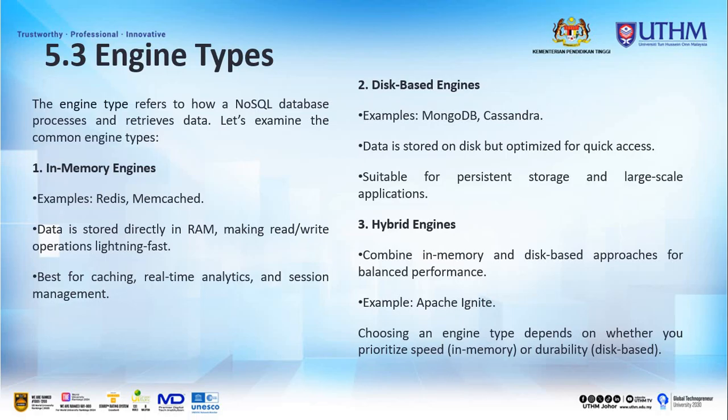Third one, hybrid engine. It combines in-memory and disk-based approaches for balanced performance. Example is Apache Ignite. Choosing an engine type depends on whether you prioritize speed or durability. If you're looking for speed, then you can go for either the in-memory engine or the hybrid engine. Or if you want durability, then you can go for the disk-based engine. It depends on your project type.